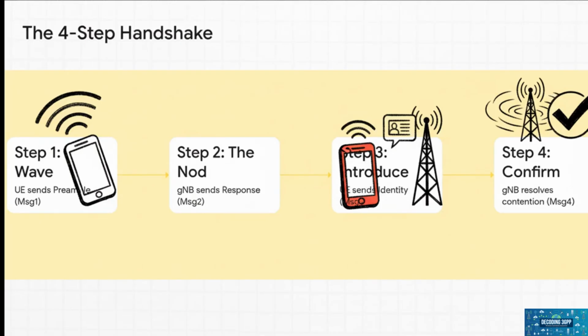And that chat, it all happens in 4 lightning-fast steps. The phone gives a little wave, the network nods back, the phone then gives its proper introduction, and finally, the network confirms it heard everything correctly. Let's break down each step of this digital handshake, one by one.